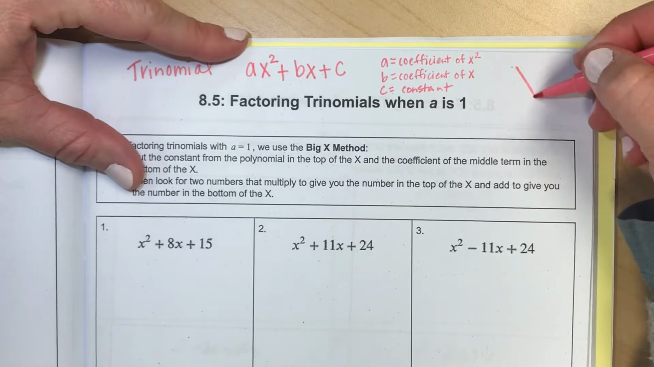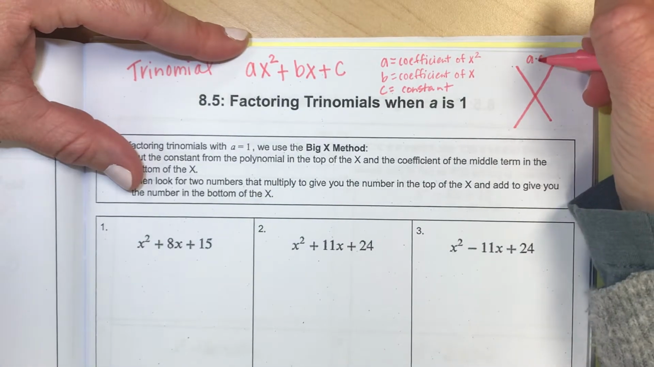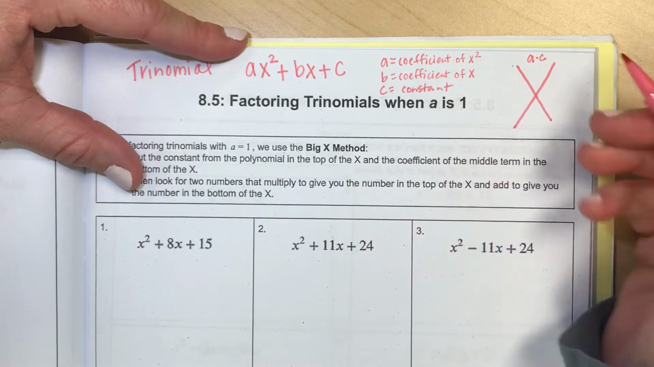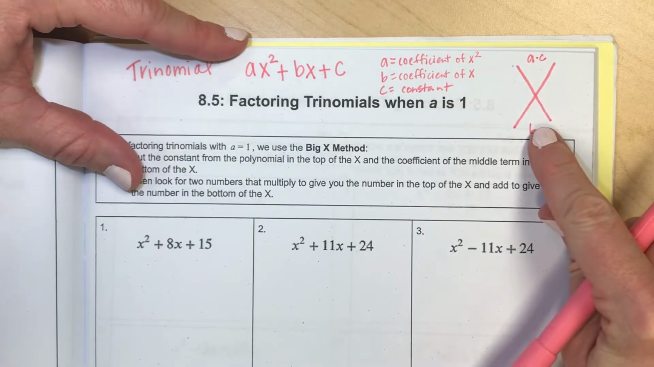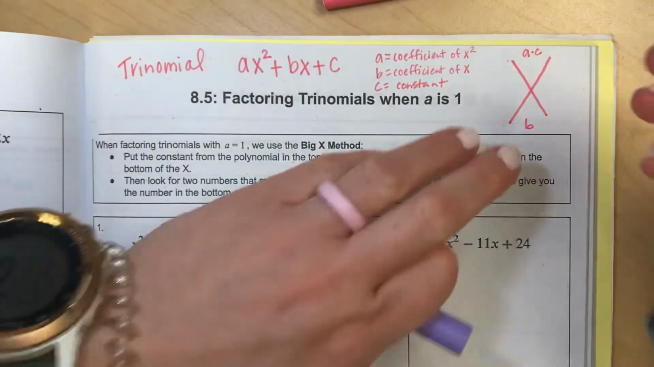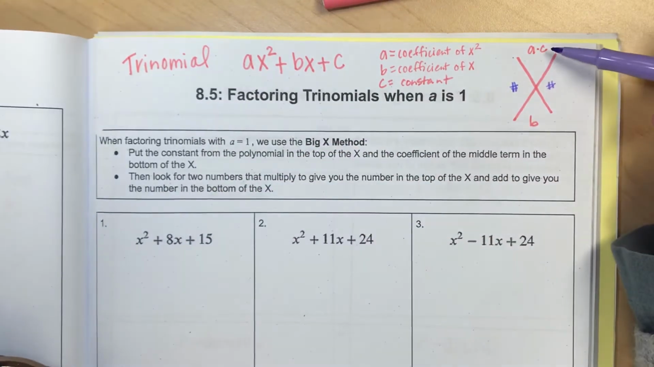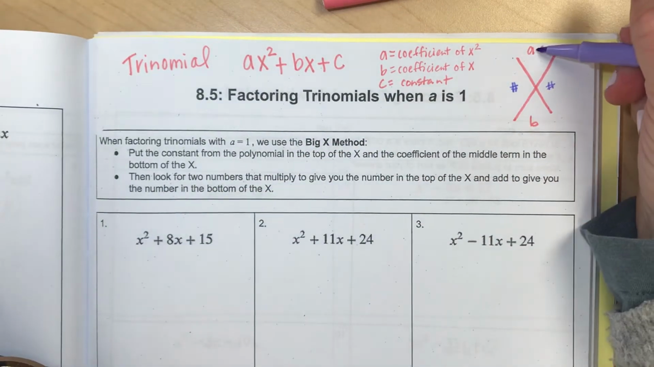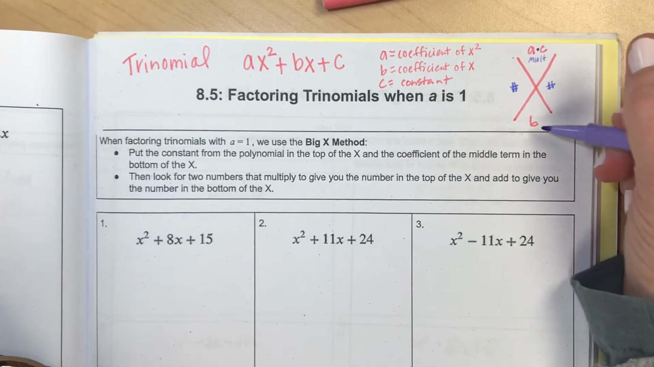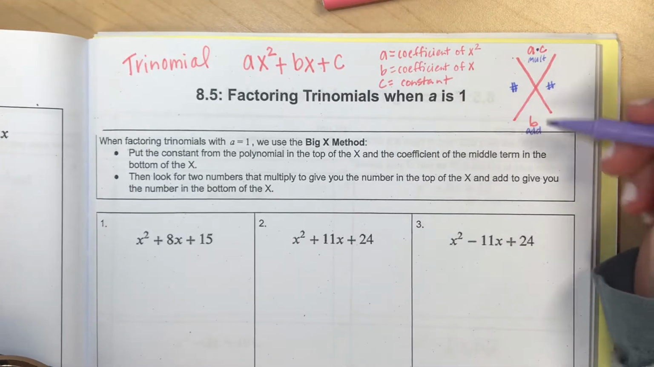And the Big X puzzle looks like this. The a times the c, those two numbers multiplied together, will go at the top of your Big X, and the b will go at the bottom. And our goal is to find two numbers. You're going to find two numbers, and I don't know what they're going to be yet. But those two numbers will multiply to make a times c, so that's why this says multiply. And they will add to make the b number here, and that's going to help you find your factors.